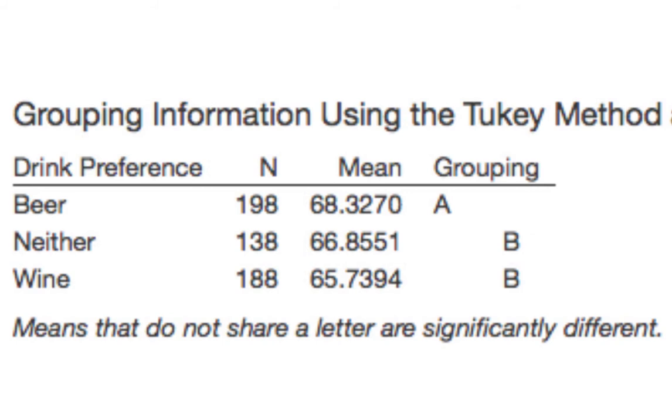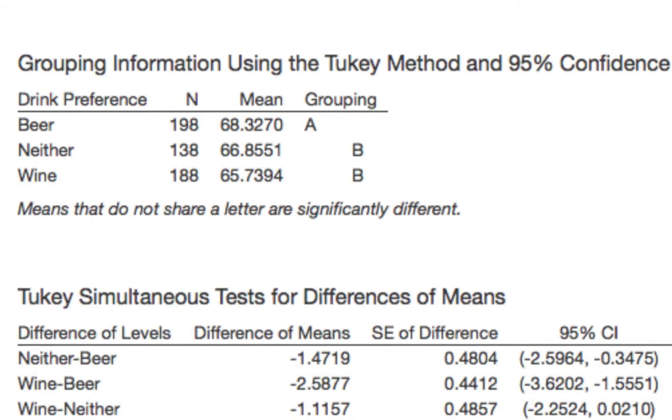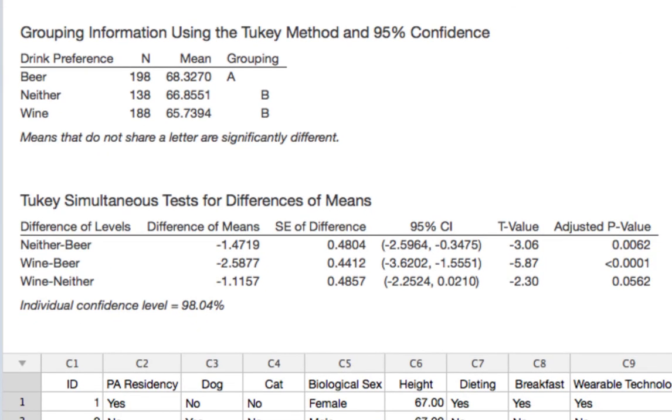My preference is to use the second table that we're given. I like this table because it gives us all of the adjusted p-values. These p-values are adjusted to take into account that there were 3 pairwise comparison tests run here. As always, if our p-value is less than or equal to 0.05, we reject the null hypothesis and conclude that there is evidence of a difference.